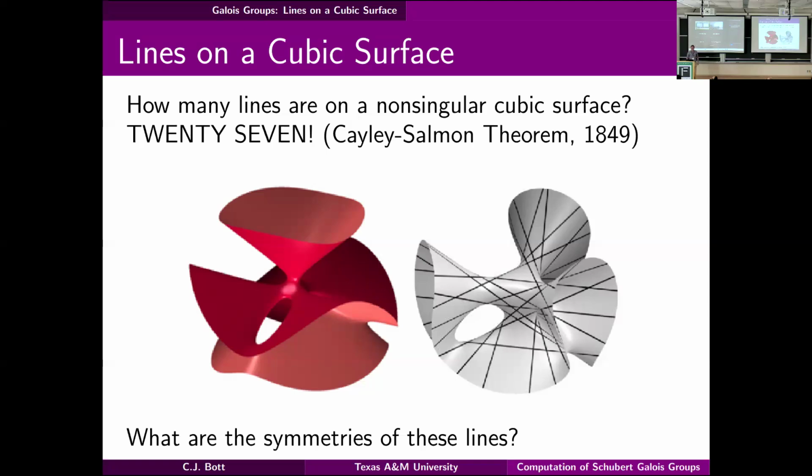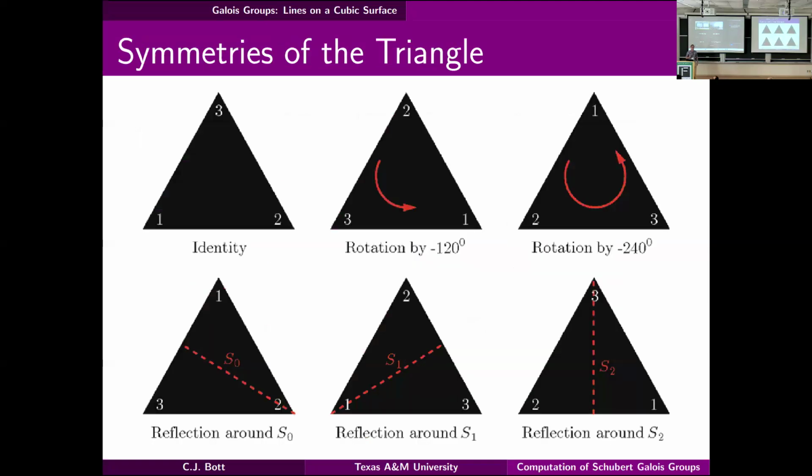But let's start with a more elementary example just to understand what I'm even asking about symmetries. Symmetries of the triangle. We all know triangles, right? So if you label the vertices 1, 2, and 3, using reflections and rotations, you can get all 6 different permutations of those vertices, right?